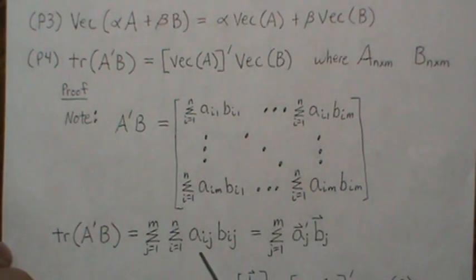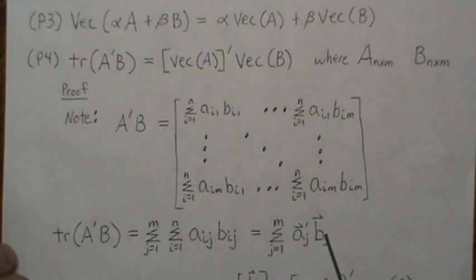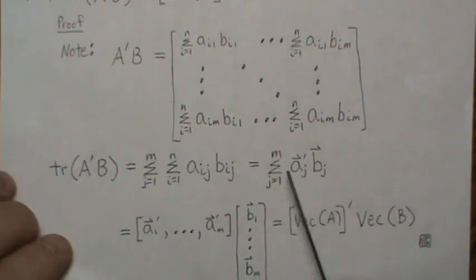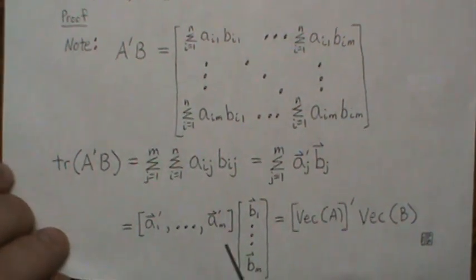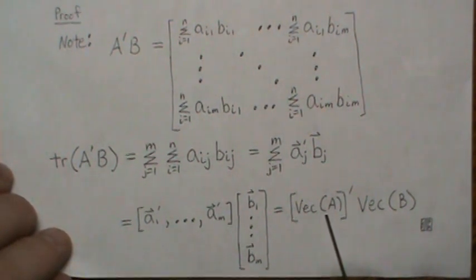So it's a double sum, Aij times Bij, and this piece here can be thought of as vector multiplication. So it's the jth column of A times the jth column of B. And then we're adding up each of those components, so you can think of it as this vector multiplication. So the column 1, column 2, all the way to column M. And well, this is the Vec of A transpose.